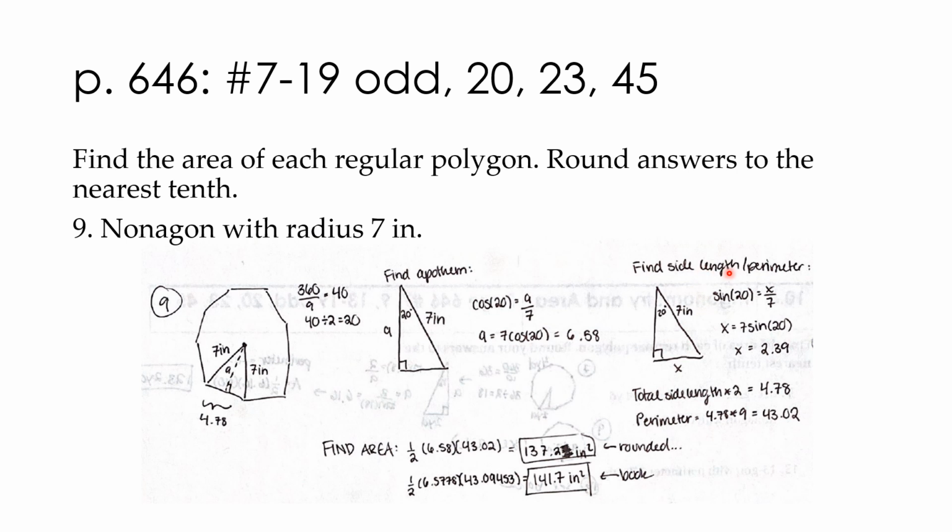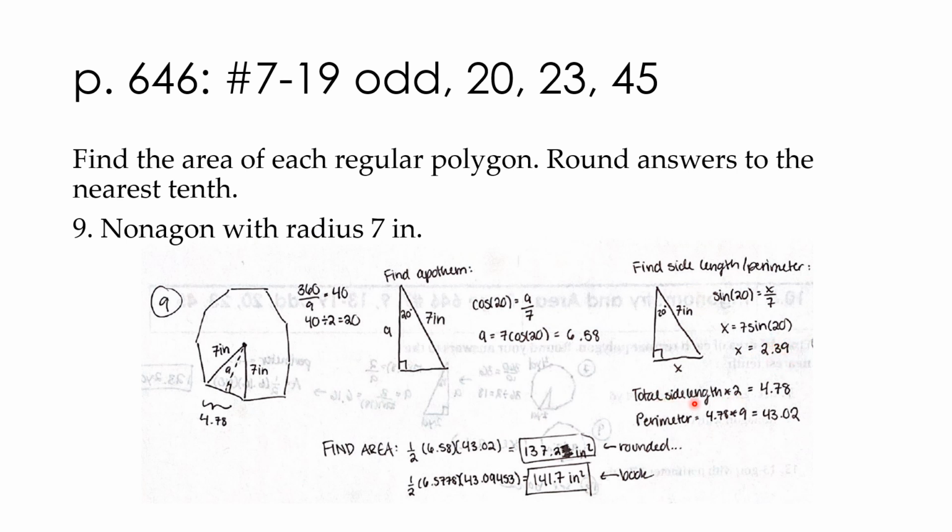So to find the side length, which will help us find the perimeter, I went back to that radius, because the apothem is an approximated number, right? I could hypothetically use that apothem, but since it's approximated, it's just going to keep leading me down a more approximated path. So I'm going to stick with the 7 inches that I know. I'm going to use sine, opposite over hypotenuse. I get that x is approximately equal to 2.39.